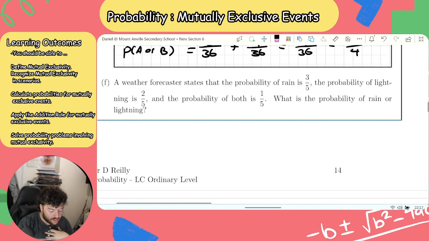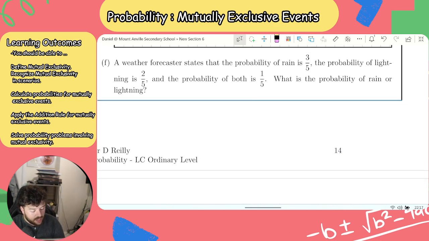And finally, the last question here. A weather forecast states that the probability of rain is 3/5. The probability of lightning is 2/5. The probability of both is 1/5. What's the probability it's raining or lightning? Are these mutually exclusive? They are. Sorry, brain fart. They are not mutually exclusive.